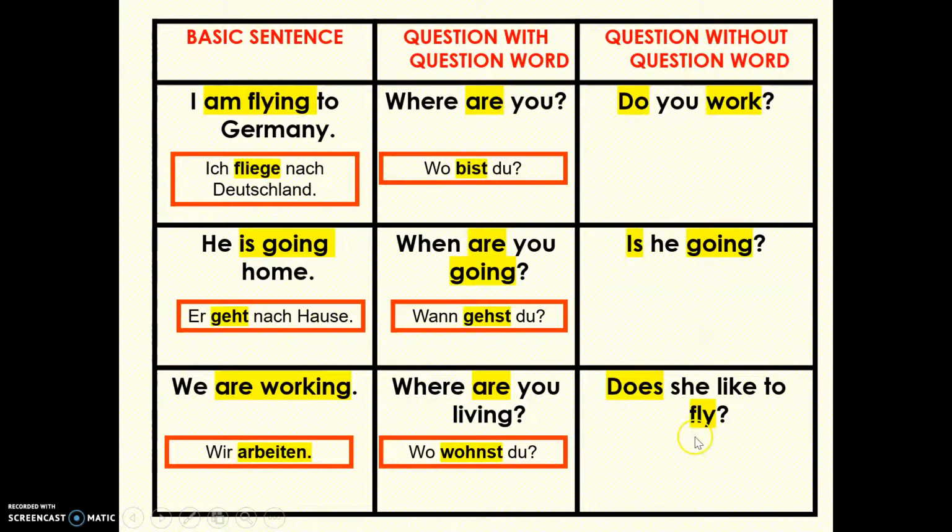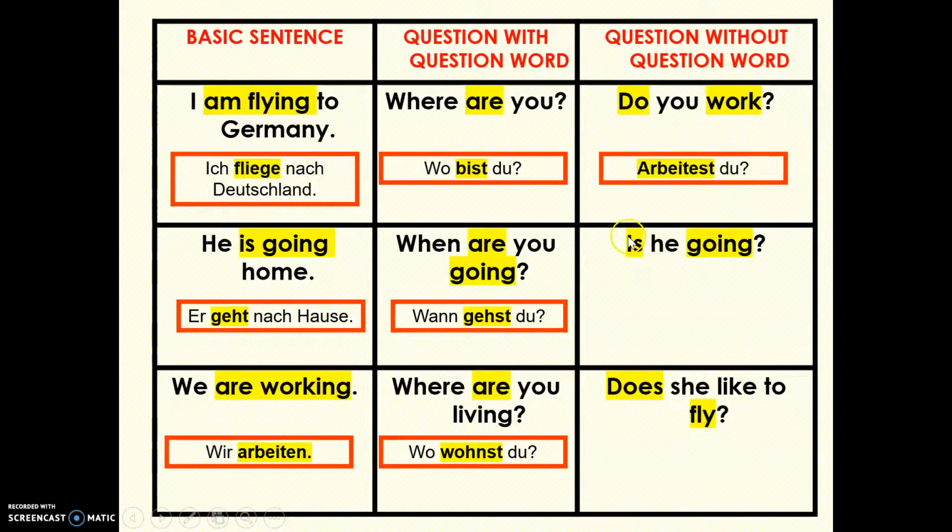Now the hard ones. Questions without question words. Do you work? Is he going? Does she like to fly? Two verbs. We're going to get rid of the do, and this is the only type of word order where the verb comes first, just like it does in English. Verb first, verb first, verb first. It's tricky because we have more than one verb, so we have to remember to get rid of that extra verb. So this one's going to be arbeitest du, conjugated for du.